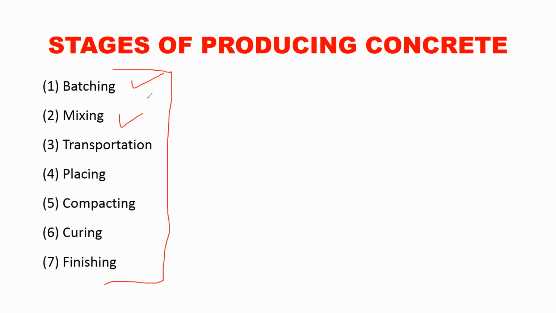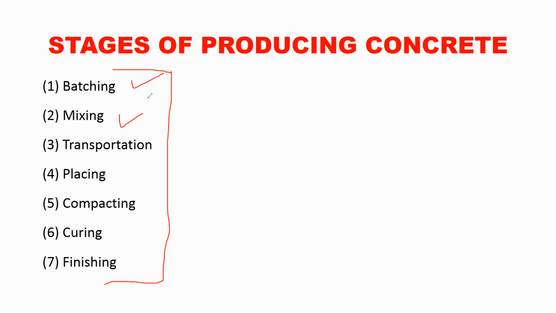Once you transport the concrete to its final destination, you have to put the concrete into its formwork, where you are preparing the structure. Finally, you put the concrete into its formwork where your concrete structure is being constructed. So the fourth step is placing of concrete.